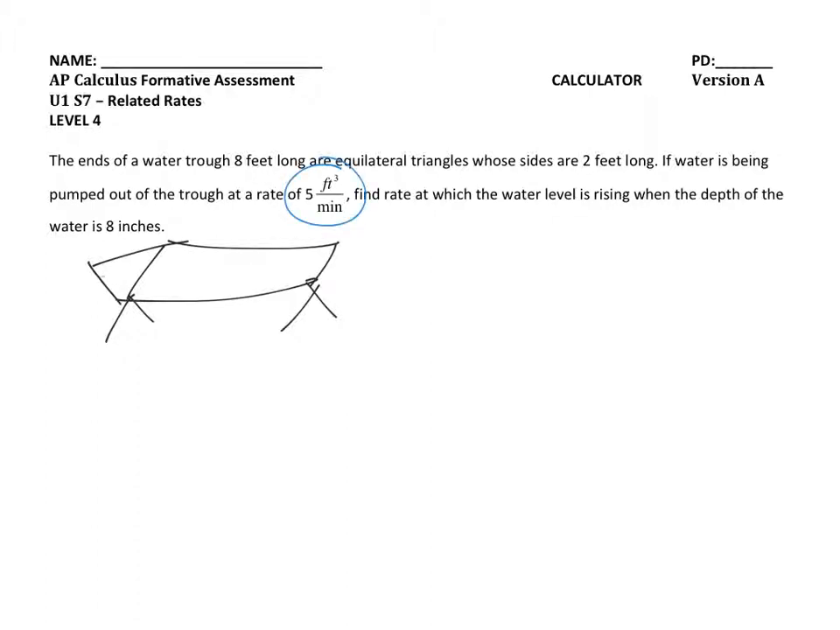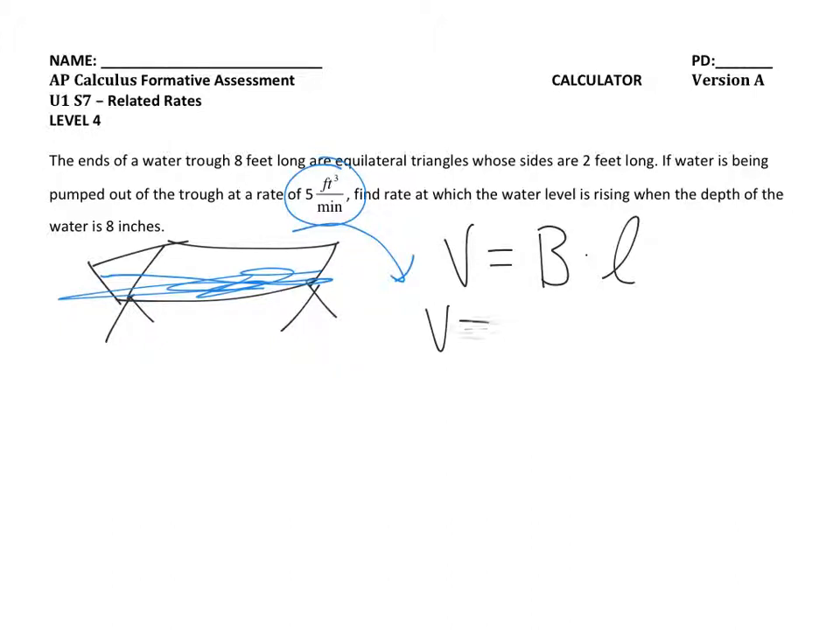So once again, I know once I've got this here, pumped out of the trough, it's going out. I know I'm again working with a volume here. So my volume is going to be set up in the following manner. It's a three-dimensional figure. So my volume is base area times length. Now my base is an equilateral triangle. And I know that to find the area of a triangle, I have 1/2 base times height times length.